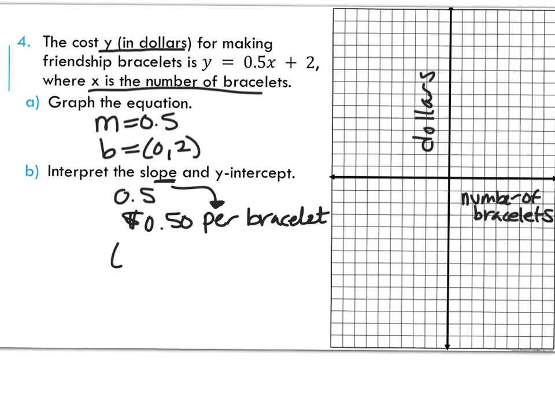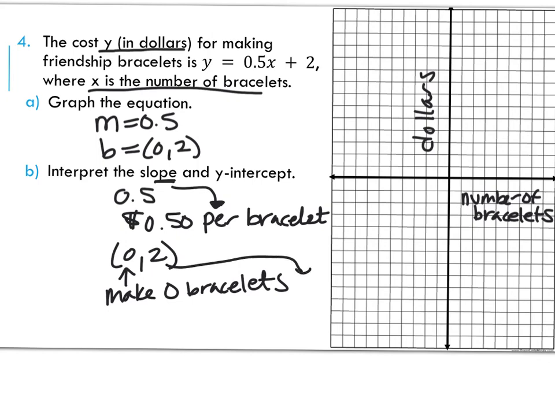Now my y-intercept is (0, 2). Well, 0 is my x value, and remember back here we said x stands for the number of bracelets. So if I make 0 bracelets, then, well, what's our y talking about? Y is talking about dollars. It's going to cost me $2 to make them. Well, why would it cost me $2?